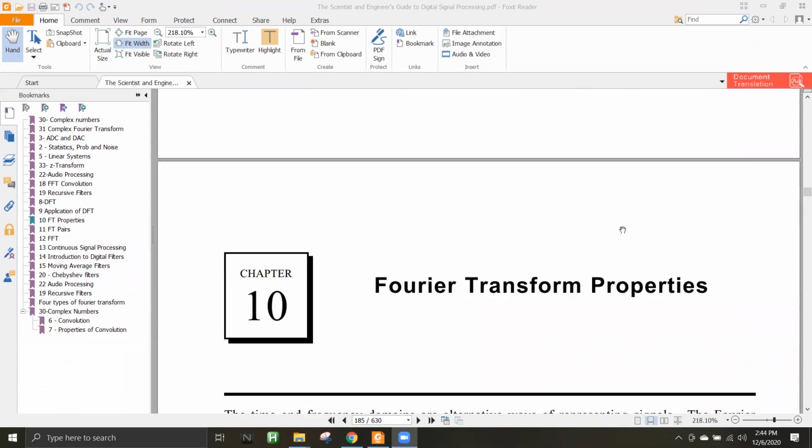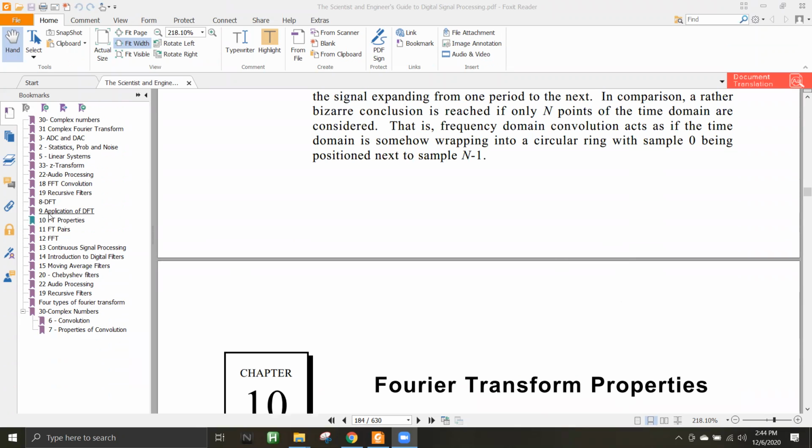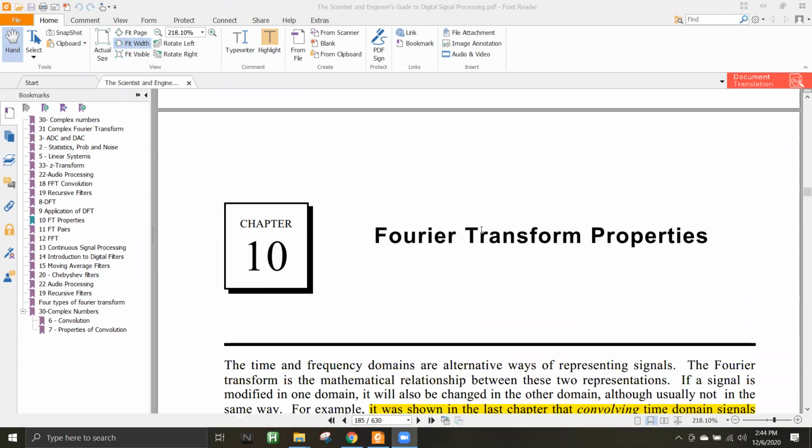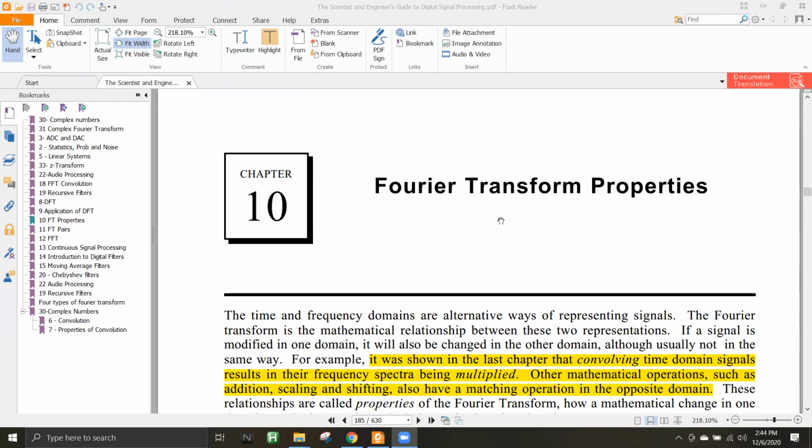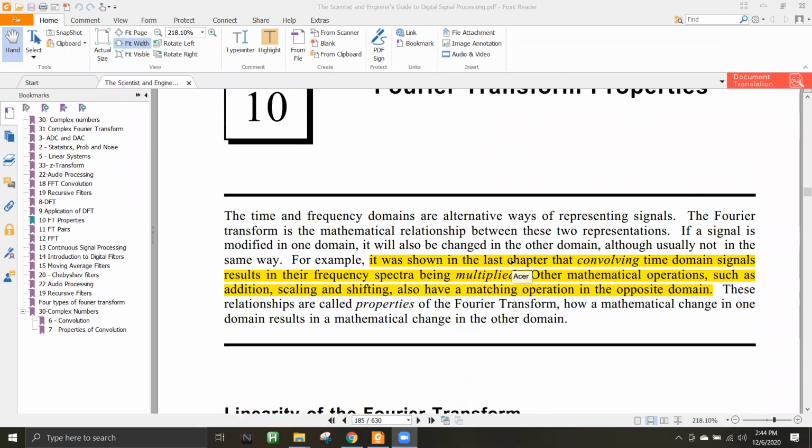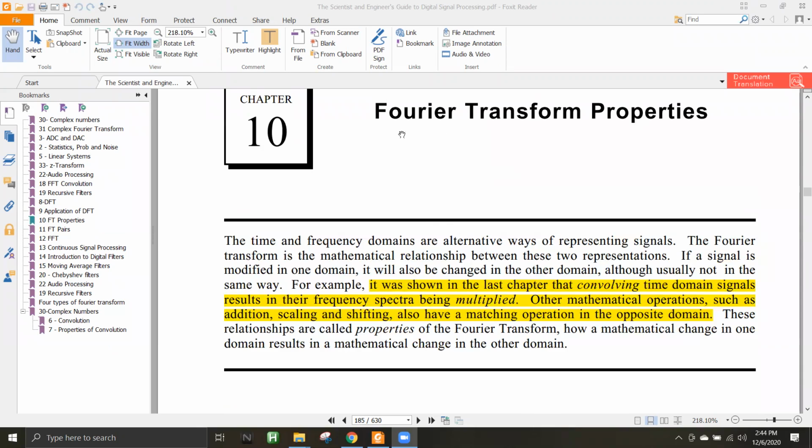So that wraps it up for the chapter on applications of DFT. And like I said, the rest of this lecture will cover the first few topics of chapter 10. So we'll start with chapter 10, which is Fourier transform properties. This chapter particularly talks about the different properties. Like we said, convolution was linear. It had these properties we already said.